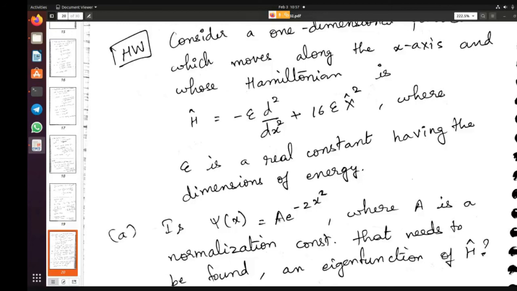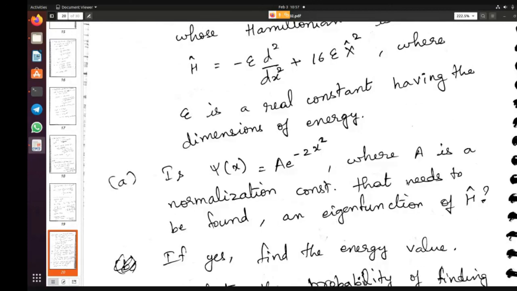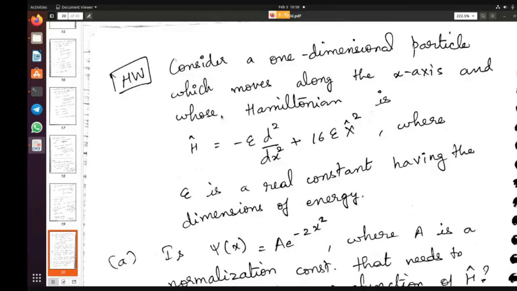So you need to find the normalization constant. You know how to do this, right? You need to integrate psi squared of x dx. If you do that, you should get 1, and then you will get A squared equal to something, and so you'll get A. So first of all, you need to find this normalization constant. Then you need to see whether this psi of x is an eigenfunction of H.